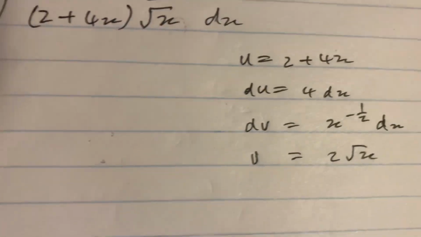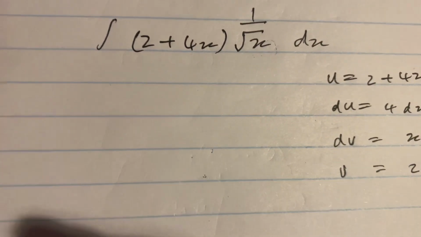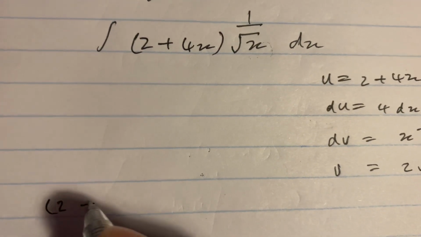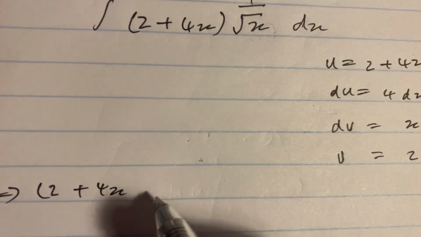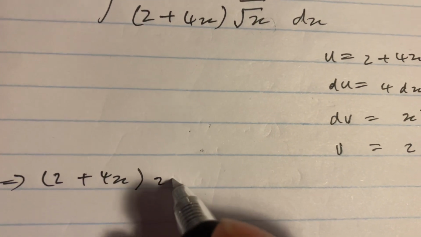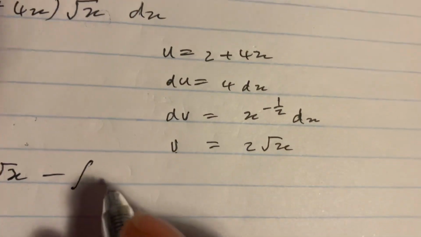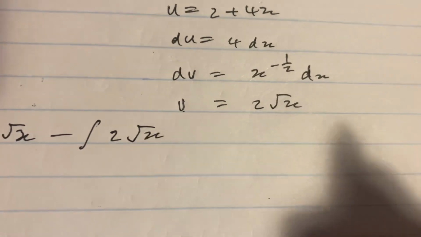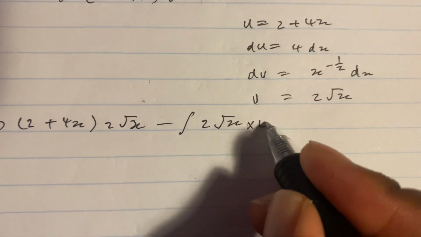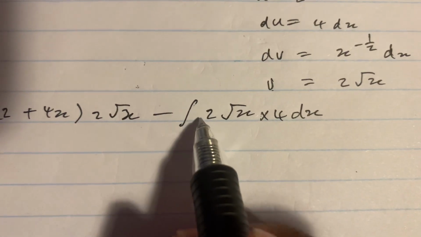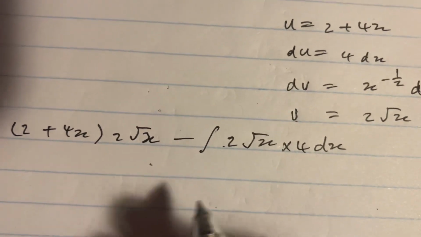Okay, now you have that one. So now let's do our integration by parts. We know our formula already, so it's u times v, so it's (2 + 4x) times 2 square root of x, minus the integral of v, which is 2 square root of x, times 4 dx. I will simplify it now. Note that 2 times 4 is 8, and then you can just put it in front of this integral.